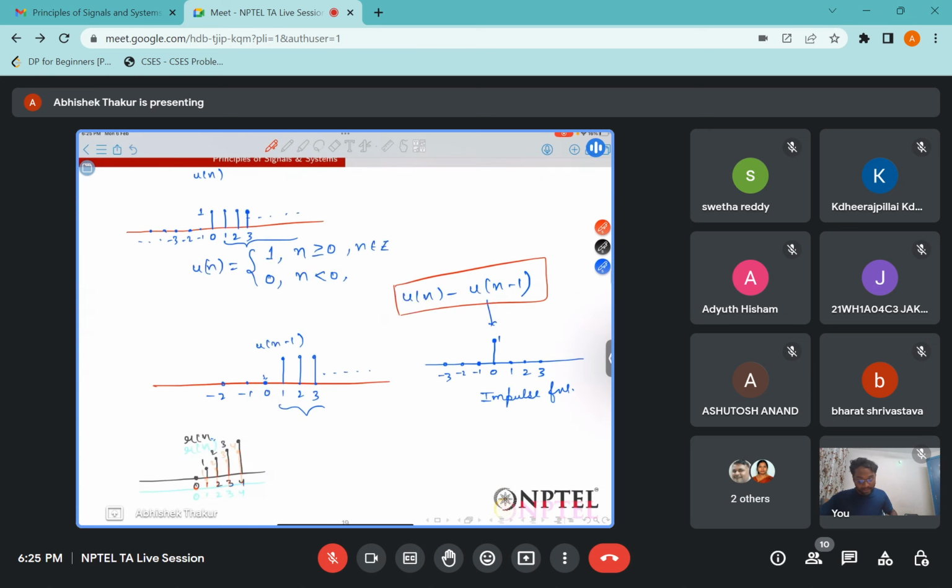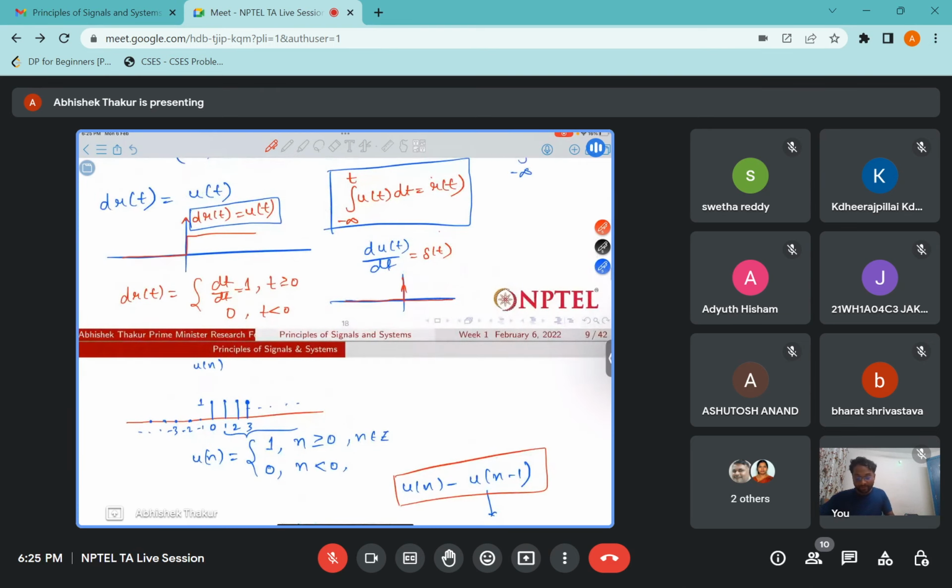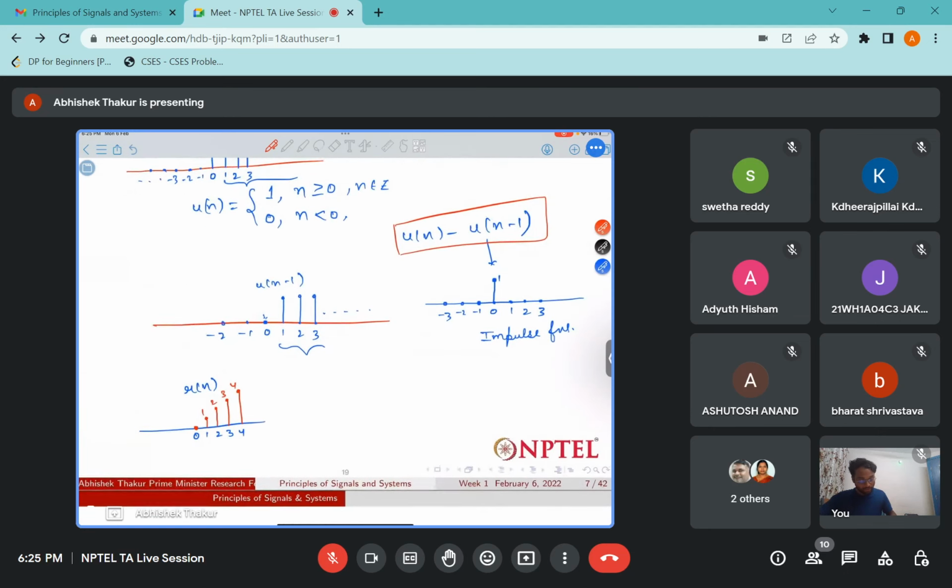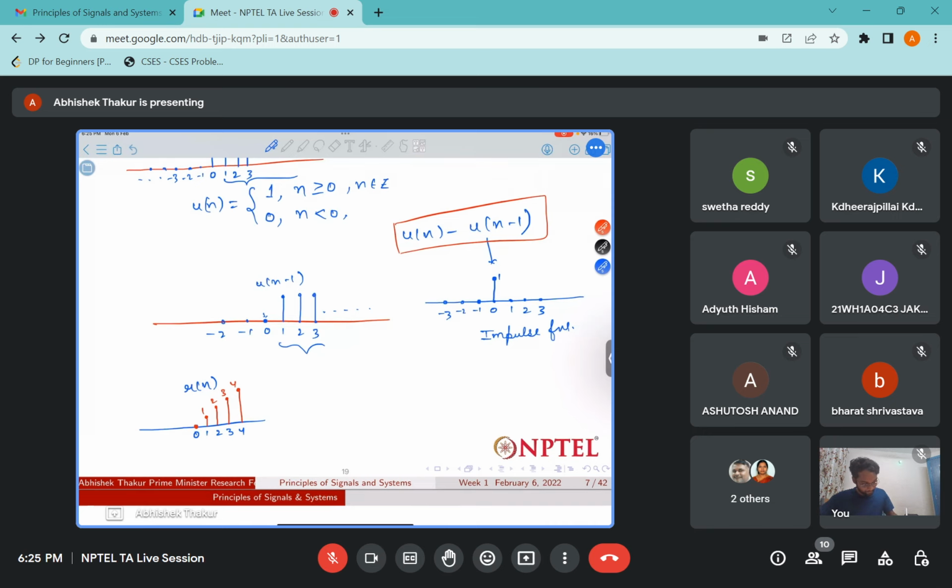Now, we know that the derivative of ramp function is ut. So, here also what we will do, we will do Rn minus Rn minus 1. And let's see what we get. So, this is our Rn minus 1. So it will be shifted by one unit rightwards.